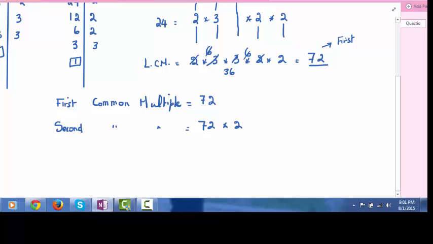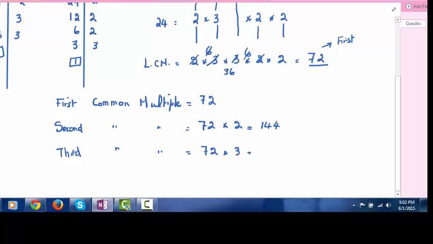So as soon as we found the first one, it's easy to find the rest. In this case, 72 times 2 equals 144. 2 times 2 equals 4, 2 times 7 equals 14. Then if I need the third common multiple, I take the 72 again times 3. So 216. This kind of problem is very, very dangerous.